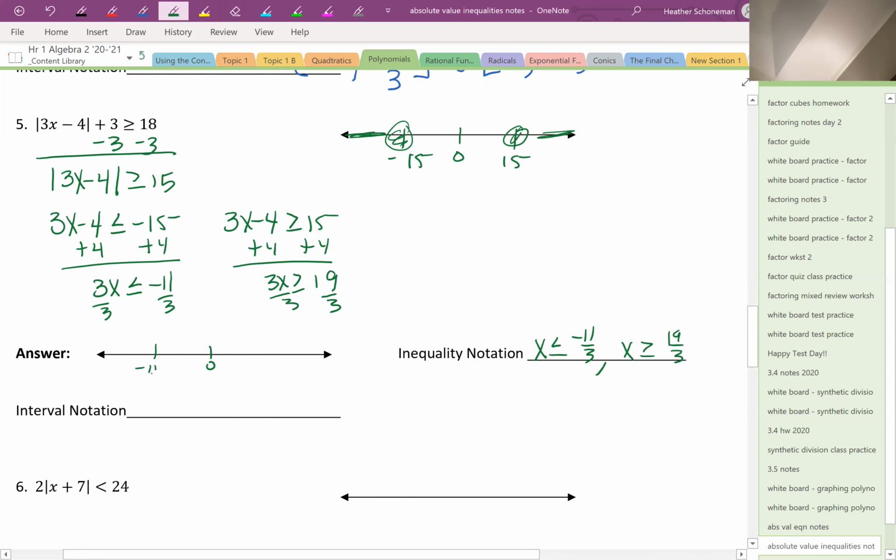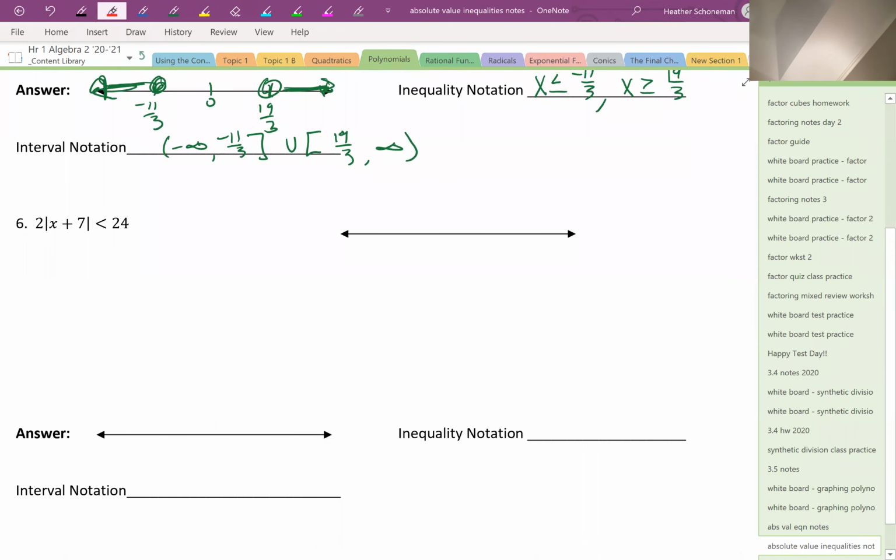So put those two numbers on the number line. We're going to have closed circles because it was greater than or equal to. And now we have to shade away. And because we shaded two things, we're going to have two intervals. One is going to be negative infinity to 11 thirds. Oops, I meant that to be a bracket. Union with 19 thirds to positive infinity.